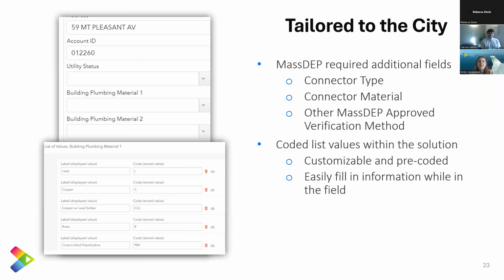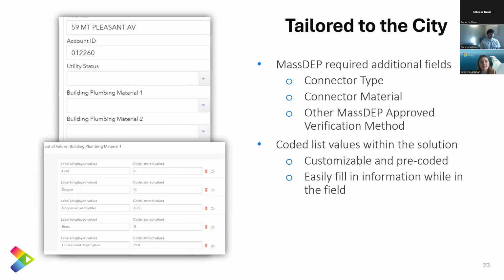All right, so it could be tailored specifically to the city, which is very nice. So specific for Gloucester, we were able to add on these Mass DEP required fields. Mass DEP required some additional fields like the connector type, connector material, and other Mass DEP approved methods. So we were able to add these fields on to the Gloucester specific solution.